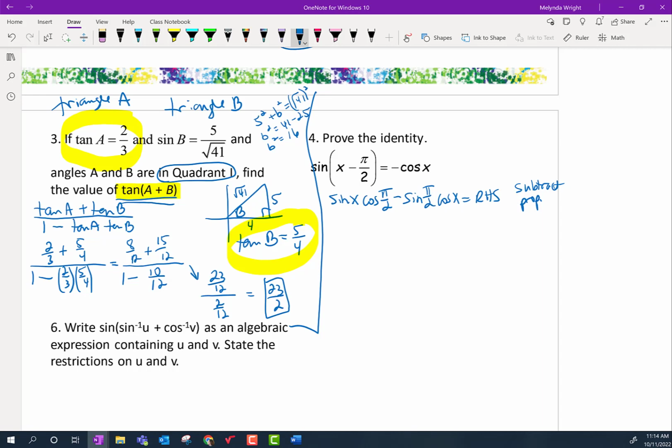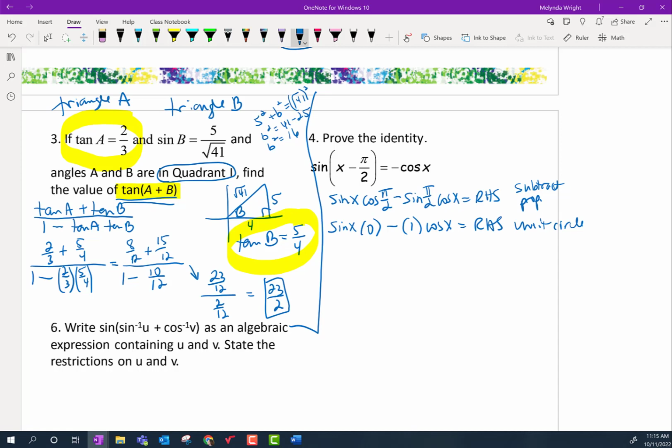All right, next we've got some unit circle values that we can use, so let's do that. So sine of x, cosine of pi over 2 is 0. Sine of pi over 2 is 1. And the reason would be unit circle. All right, so we're making our way. We did a subtraction property to expand it. Then we evaluated the pieces we could.